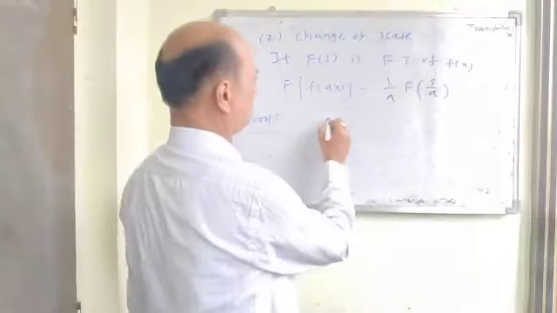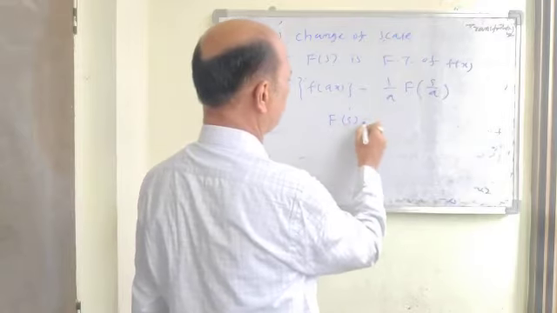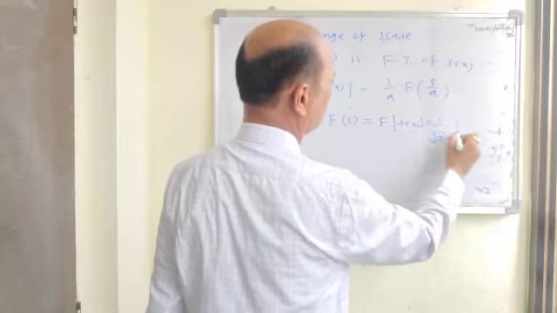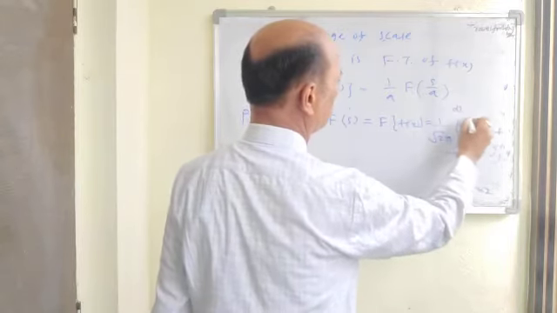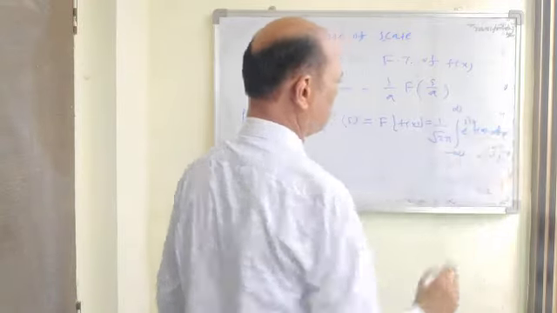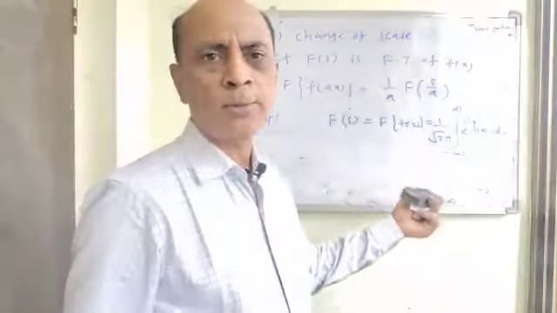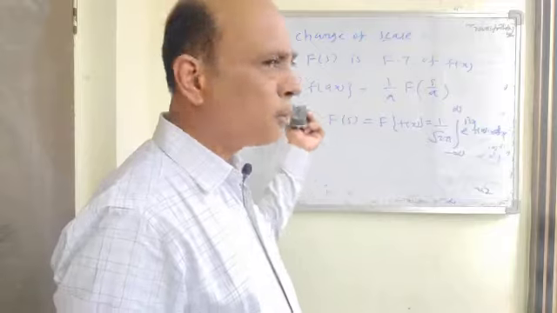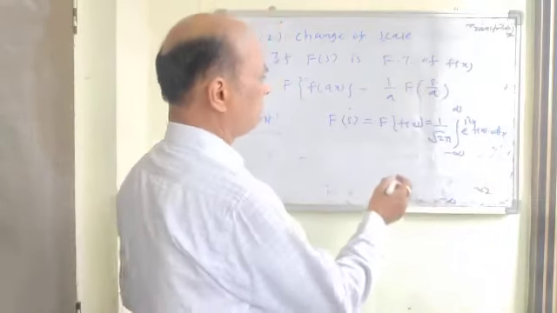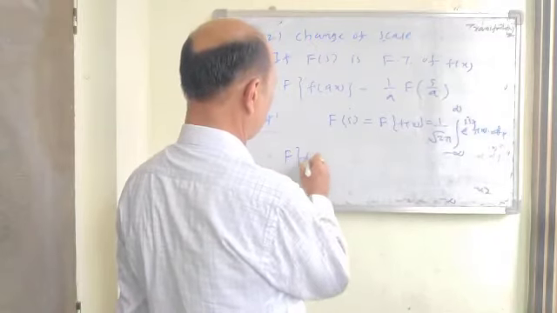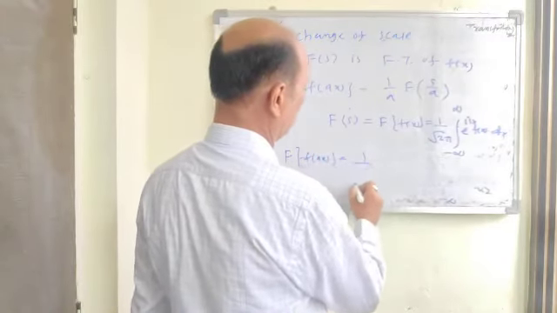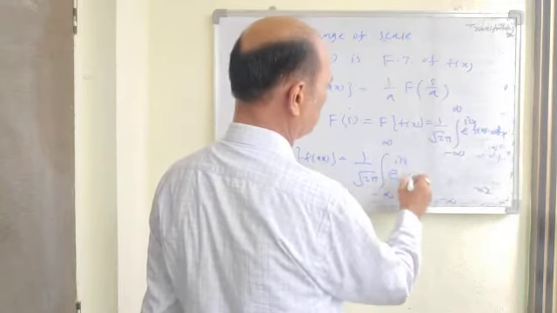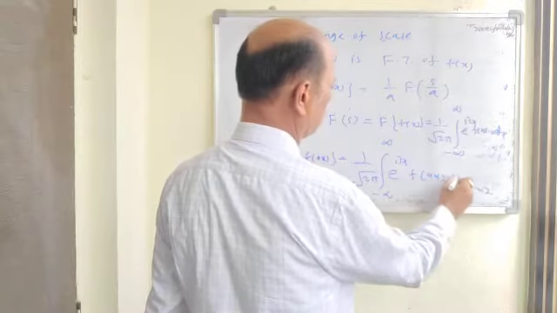Now we know that F of s, the Fourier transform of f of x, is 1 upon root 2 pi integration from minus infinity to infinity e to the power isx f of x dx. So this is the complex Fourier transform of f of x. Now, in place of f of x we have to find the transform of f of ax. So in the proof, the Fourier transform of f of ax is 1 upon root 2 pi integration from minus infinity to infinity e to the power isx, and here we write f of ax, dx.